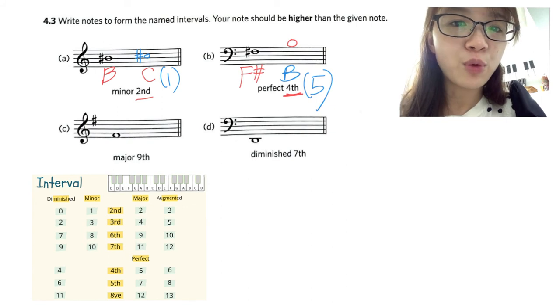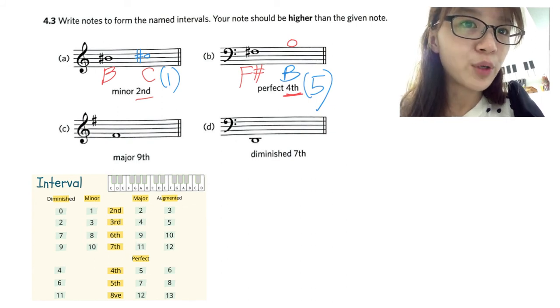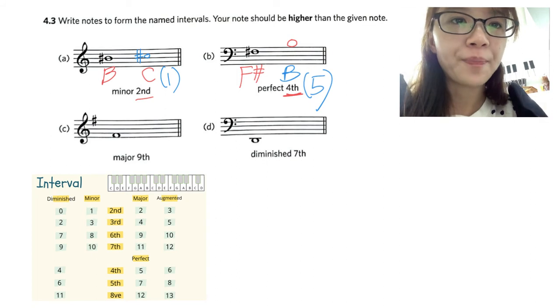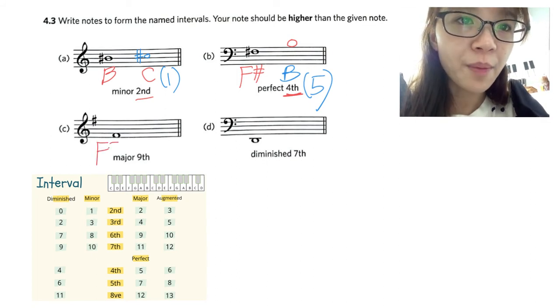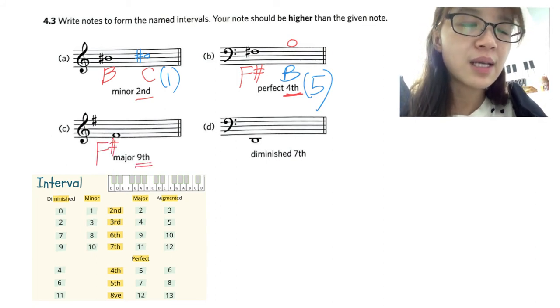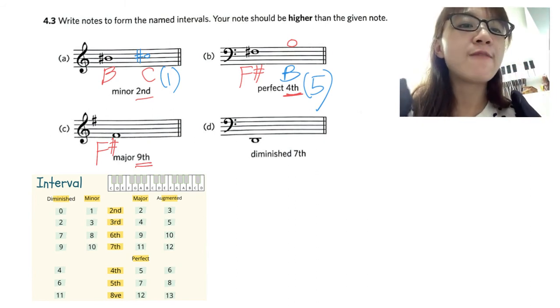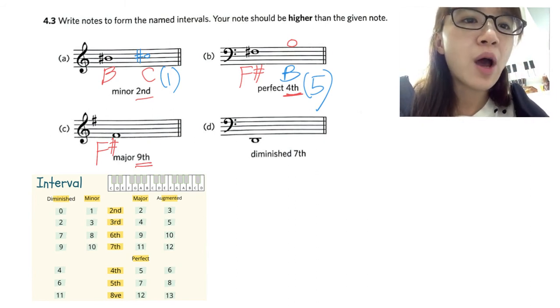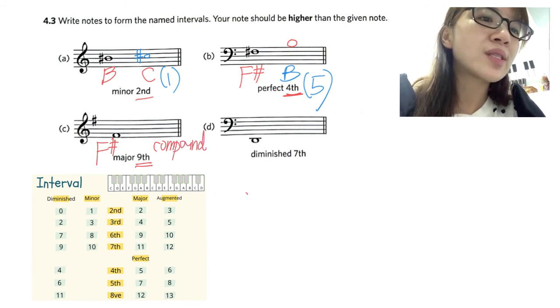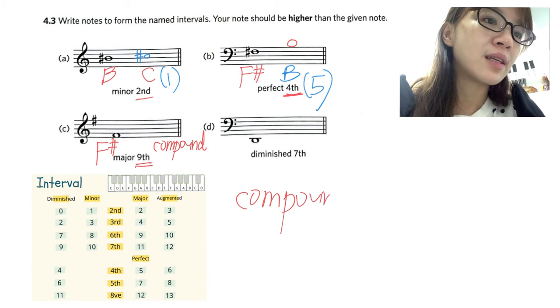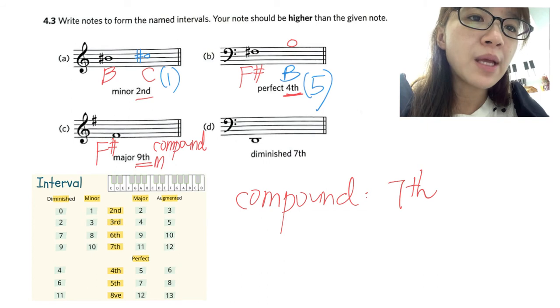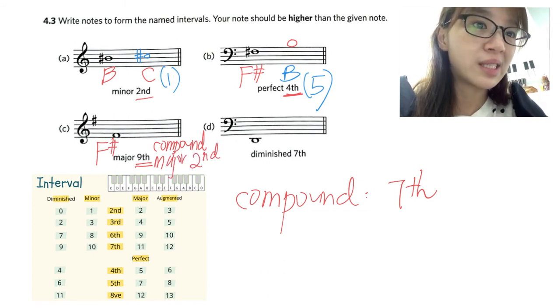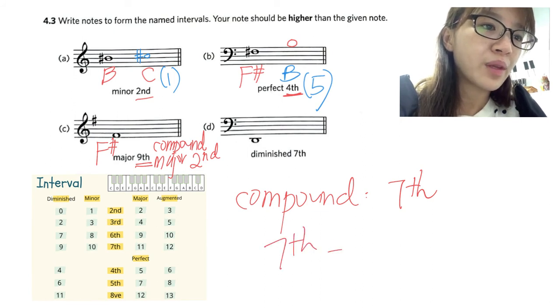F, you have to consider the sharp because there is a sharp here. So it's F sharp. 9 means that because this is more than an octave, you can think of it as compound. Compound, you can always think of it like 7. So compound major second: 7 plus 2 is equal to 9.